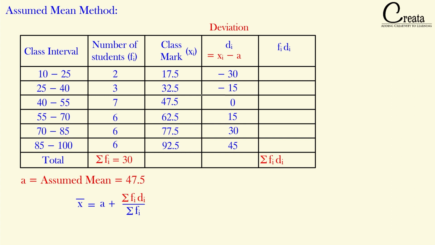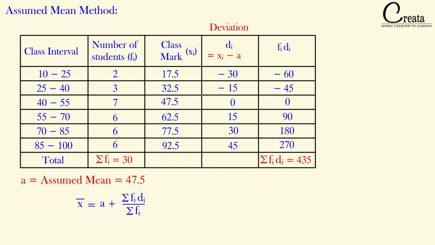Let's go for the first row. Here fi is 2 and di is minus 30. Let's multiply it. We got minus 60. Similarly for the second row, 3 into minus 15 is minus 45. Third row, 7 into 0 is 0. Similarly, we will find fi into di. These all will be the terms. Let's move further and find the addition of fi into di. That will be 435. So we got our term, that is fi into di.